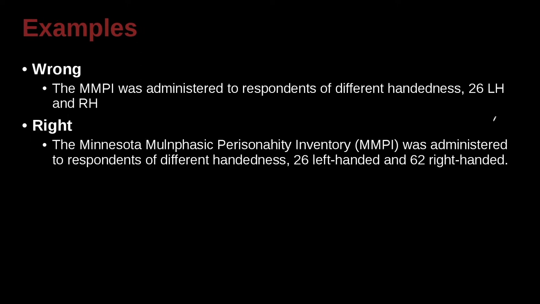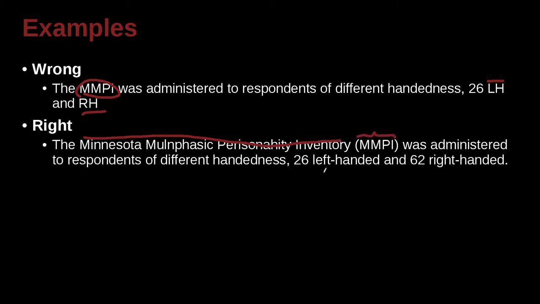The MMPI was administered to respondents of different handedness, 26 LH and RH. Now, I'm going to guess that LH means left hand and RH means right hand. And we also have this MMPI. So if we did not have this MMPI earlier in the paper, if this is the first time, then we need to write MMPI out and then write the abbreviation here.